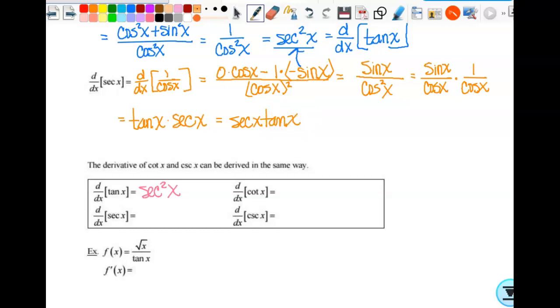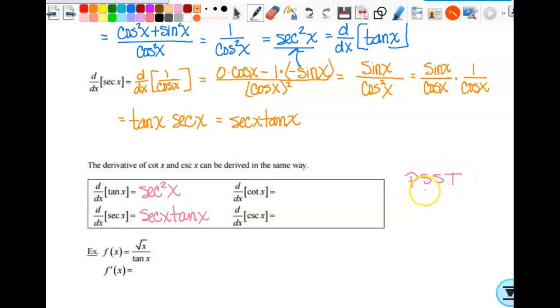We used this yesterday, but she wasn't showing you where it came from. So let's write this down first: secant x tangent x.